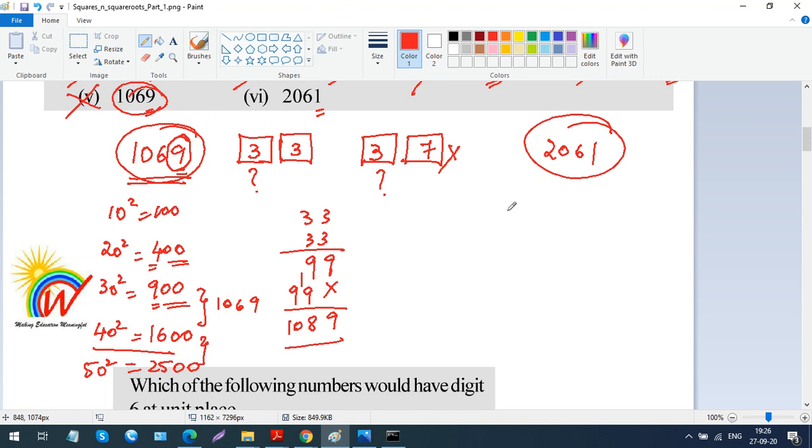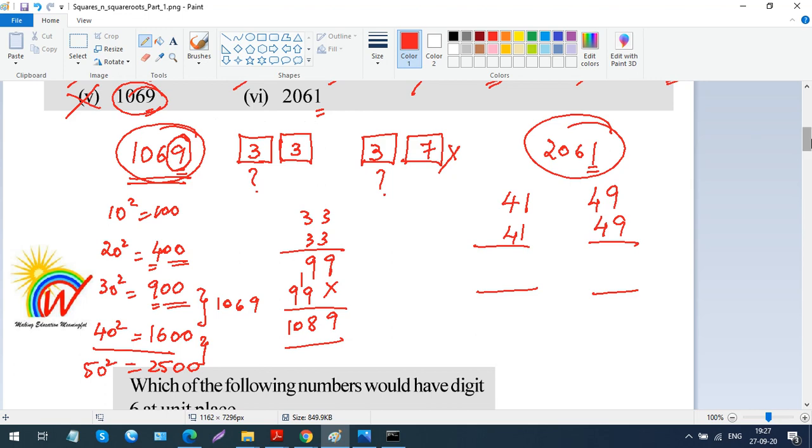And what should be its ones place? It ends with 1. So it could be either 41 because 1 square is 1, or it could be 49 because 9 square is 81, that also ends with a 1. So you multiply 41 and check, and you multiply 49 and check. See if it is a perfect square. If it is, then you choose, otherwise no.